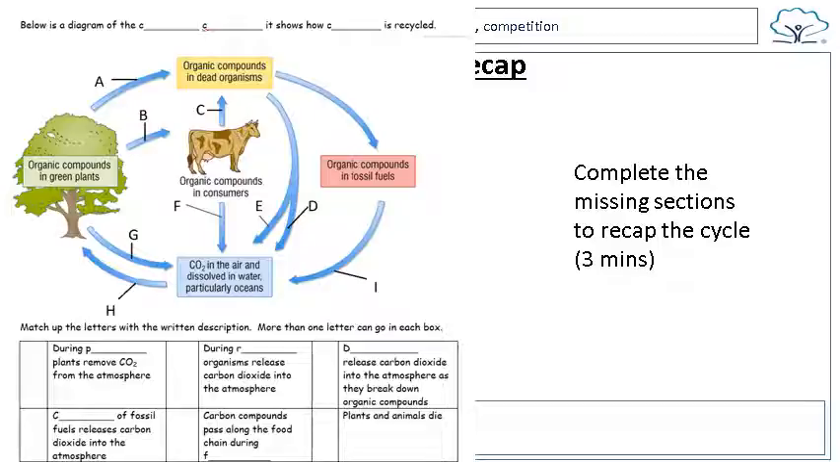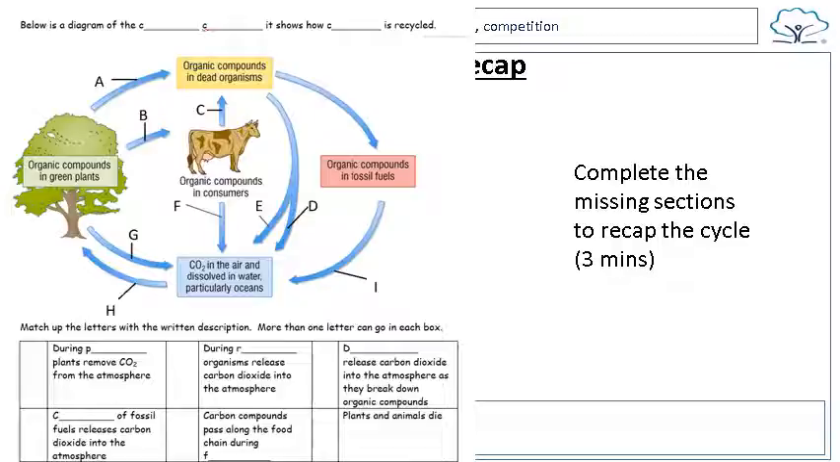So let's do one together where we've got arrow A going from a tree to the box which says organic compounds in dead organisms. So therefore, logically, we know A is just showing that the plant has died. B, however, is different because B is showing an arrow going from the plant to the cow. So that is showing us that the plant is being eaten by the cow and the carbon has been passed from the tree to the cow.